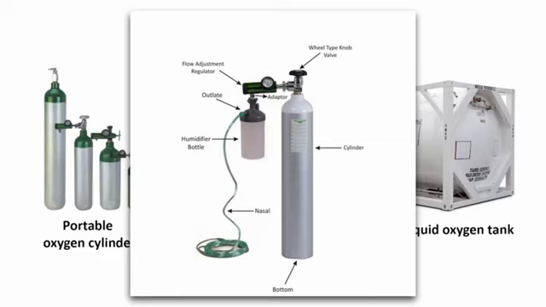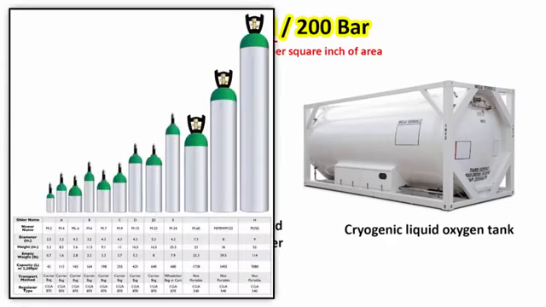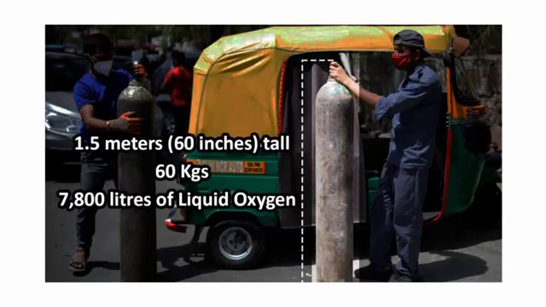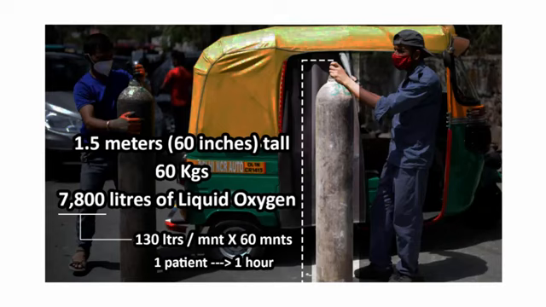These cylinders come with a pressure regulator that allows you to set the output pressure. A patient in hospital needs around 50 psi, which allows a low supply of oxygen. Oxygen cylinders come in different sizes and can be pretty heavy. The largest size is around 1.5 meters tall and contains over 7,800 liters of liquid oxygen. Today, a patient in a hospital can require up to 130 liters of oxygen per minute. That means a large cylinder would last about an hour.